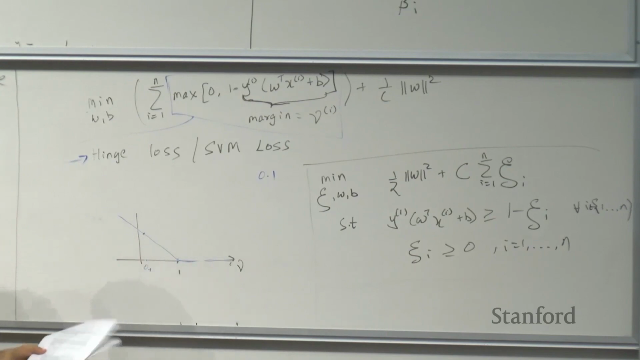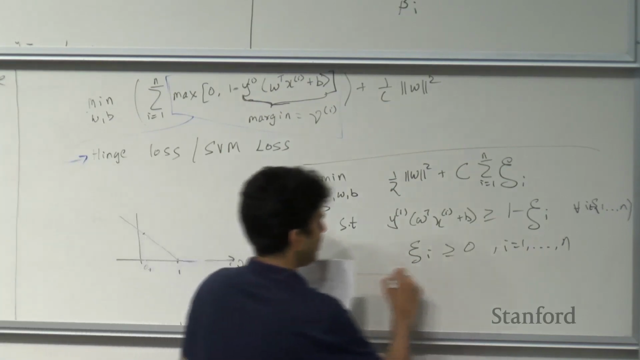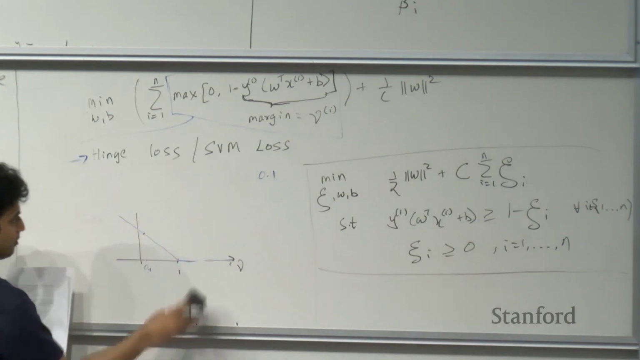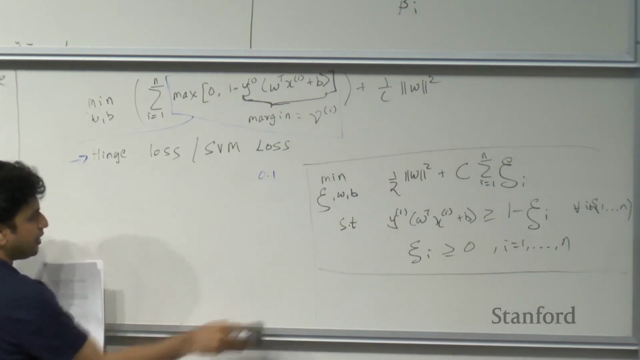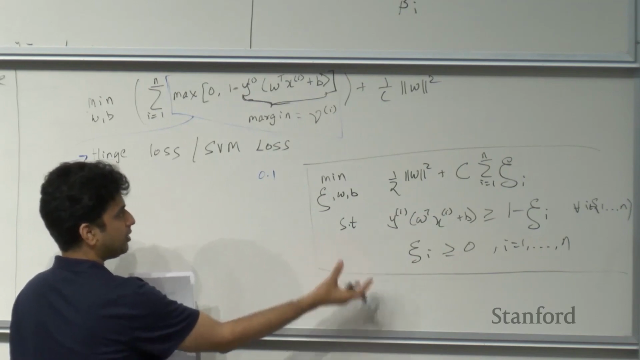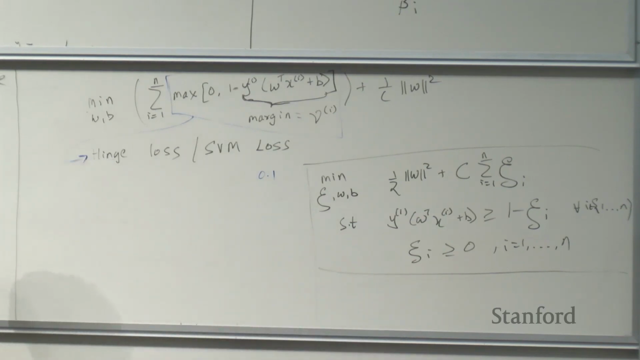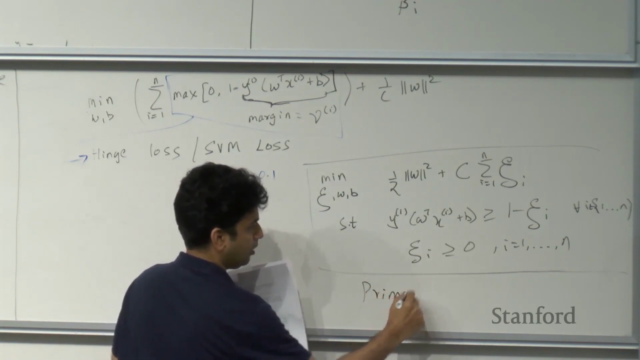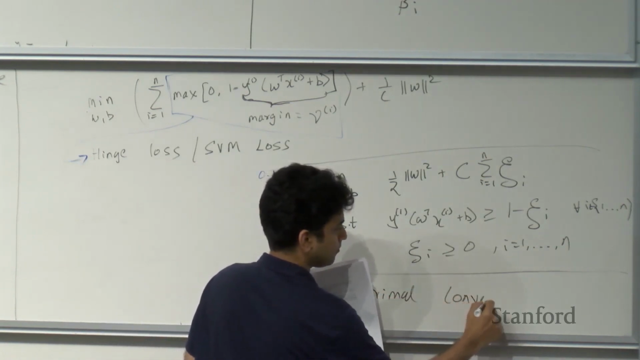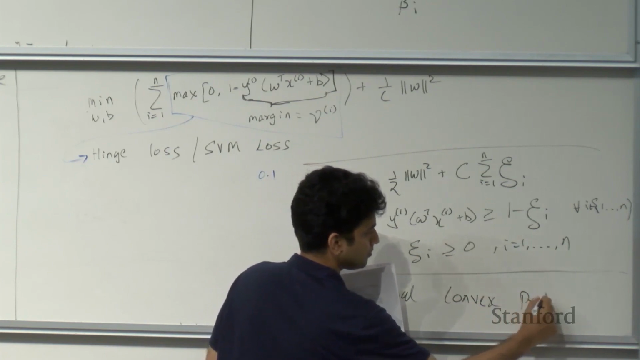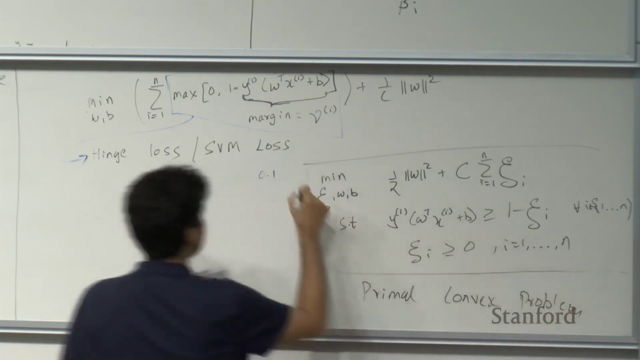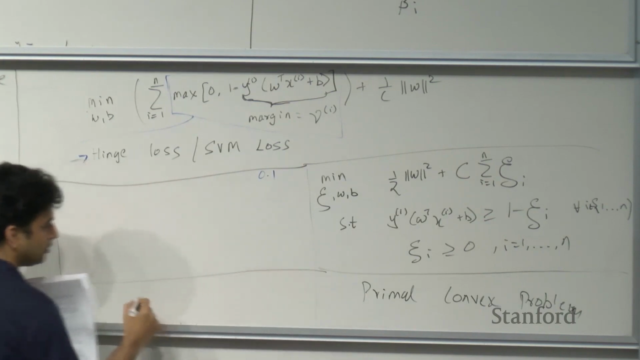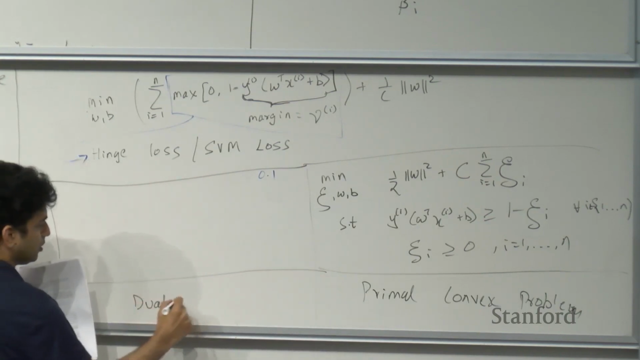Another topic in convex optimization is that for every such convex problem there is an equivalent dual problem. So think of this as the primal convex problem. Correspondingly, there is a dual convex problem.